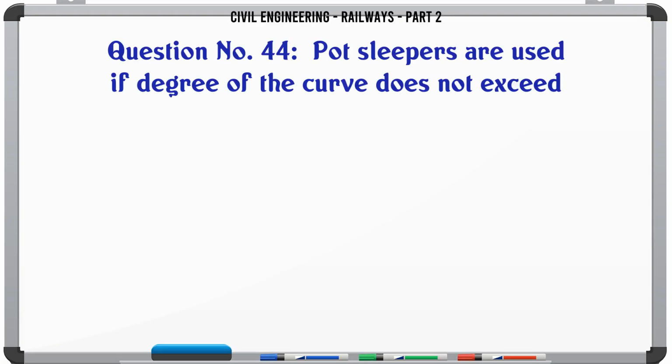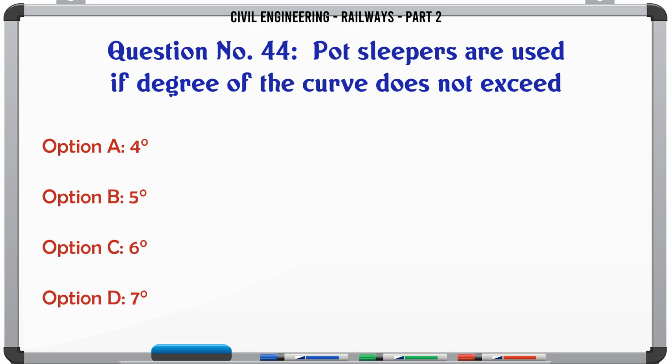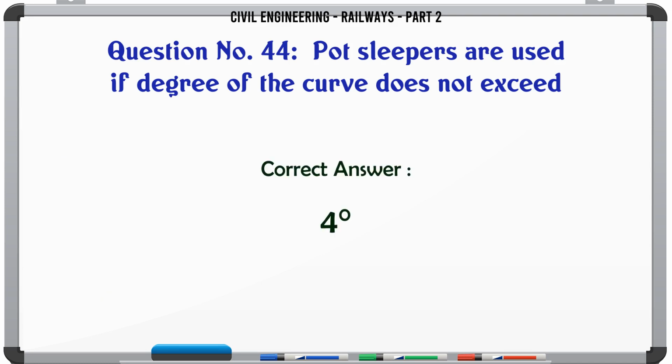Pot sleepers are used if the degree of the curve does not exceed A. 4, B. 5, C. 6, D. 7. The correct answer is 4.